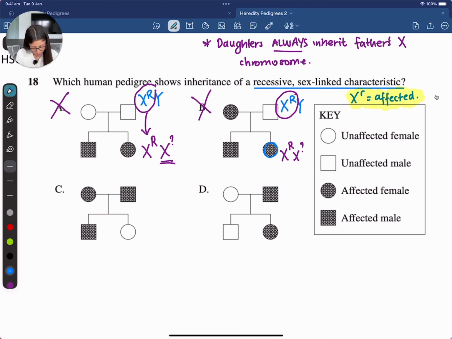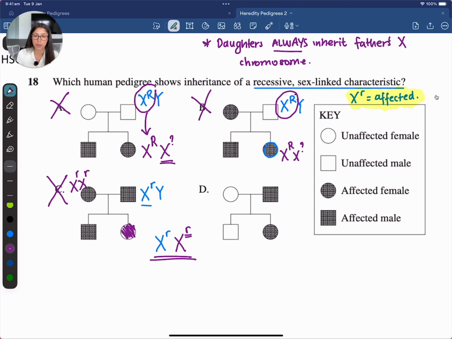Okay, now C, the father here is affected. So a little r at the top with the Y, meaning that this daughter here will definitely have this allele. We can start with that. Now the mother is also affected, so we can actually be sure of her genotype. She's going to be homozygous recessive. So the second X chromosome that the daughter inherits coming from the mother, no matter what, will definitely carry that little r allele. So this means that in this scenario, this daughter should be affected if she has this genotype. So the pedigree should actually show this as being shaded. So C also isn't an option.